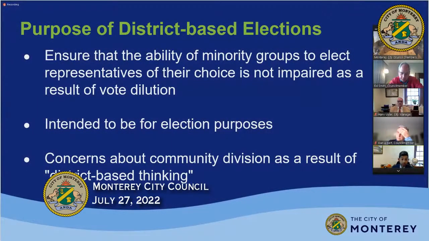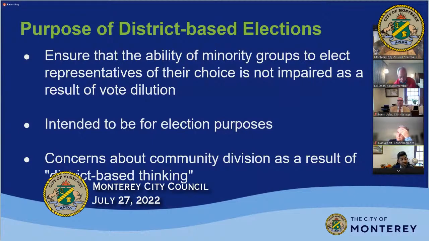And as a recap, the purpose of having district-based elections was to ensure that the ability of minority groups to elect representatives of their choice is not impaired as a result of vote dilution. That's one of the reasons why District 4 has one of the most diverse demographics in all of the districts.